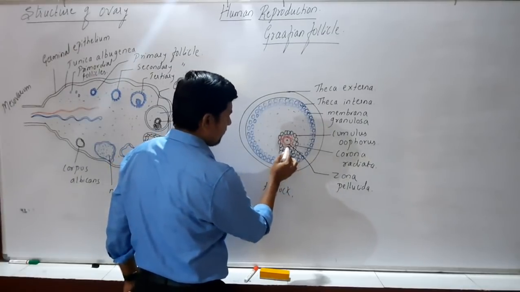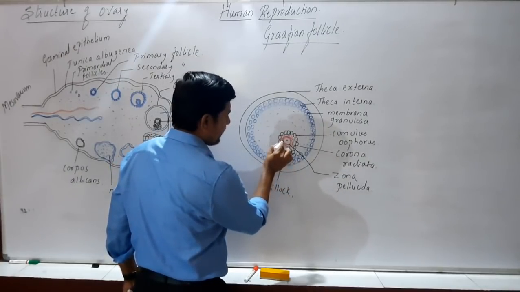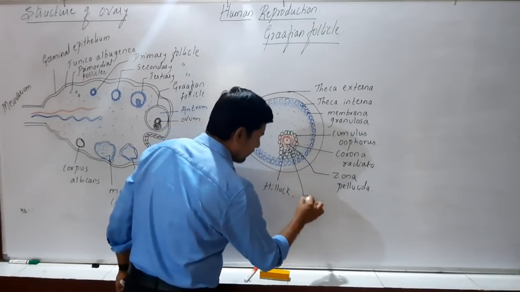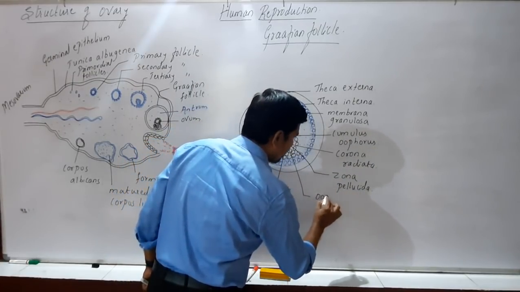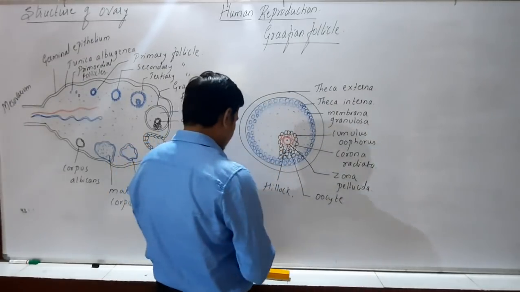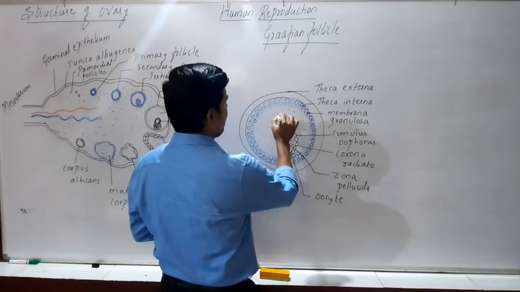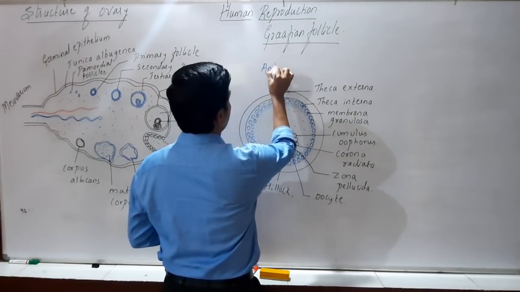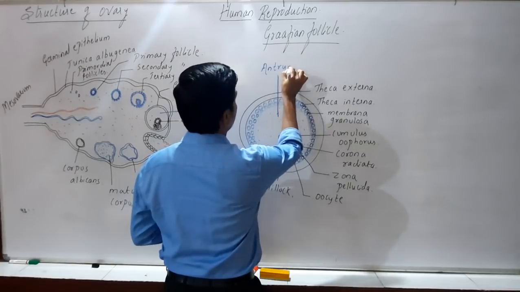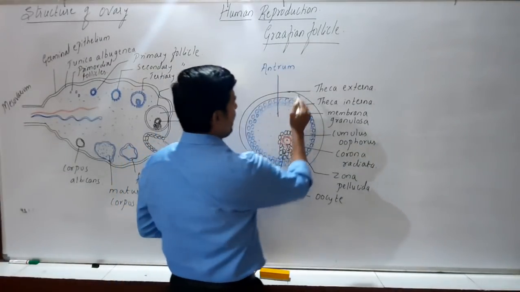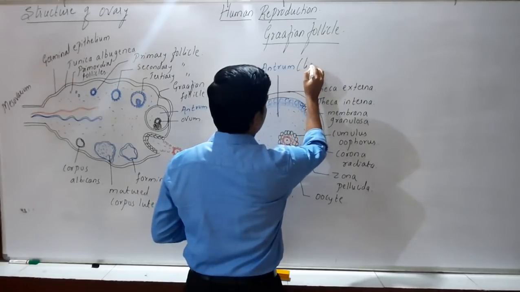And this is the oocyte. And here we have a cavity. This cavity is called the antrum, that consists of liquor folliculi cells.